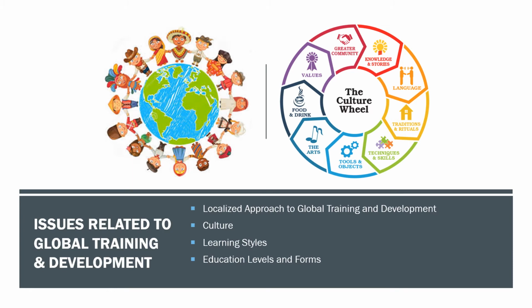Fourth concern is the education levels and forms. Education varies around the world. The education infrastructure, the basic level of literacy, the nature of the education system all vary country to country, so being familiar with this is very important. Those of a younger generation have also grown up with technology, and so their training and learning styles may be different as well.